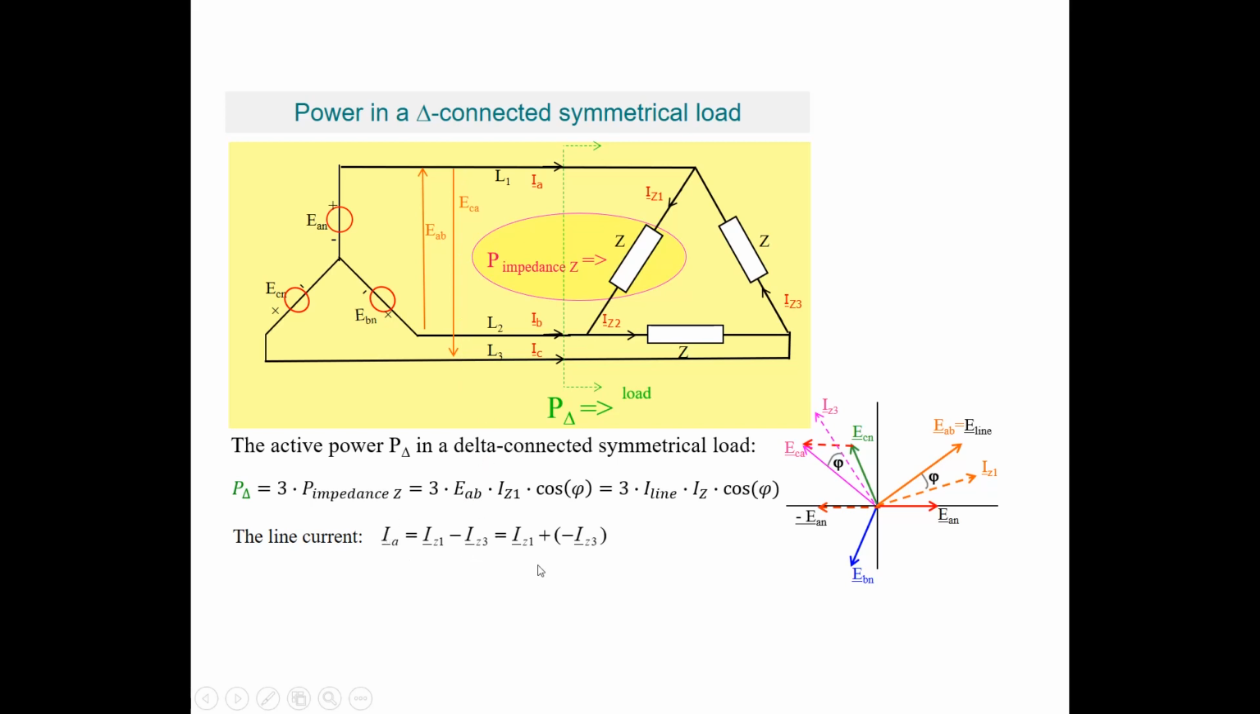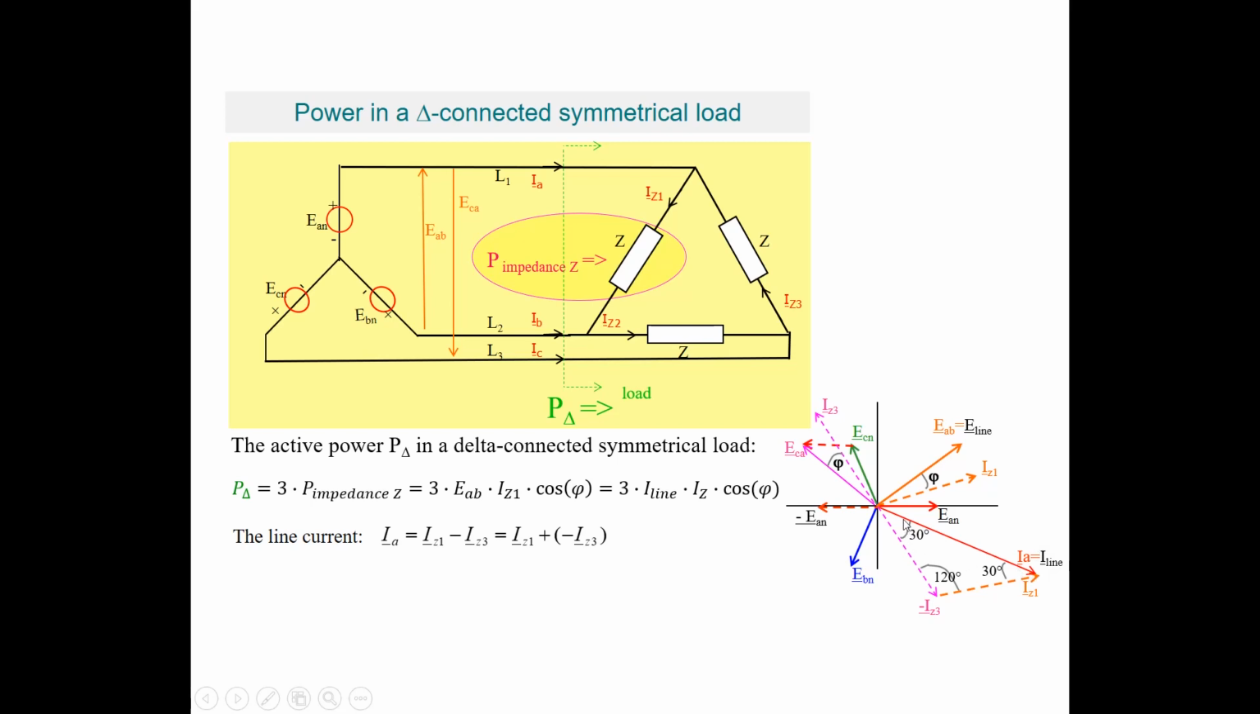Now we can work this out. We can do that by drawing IA, which is equal to IZ1, have a look over here, that one, plus minus IZ3, and that is this vector. So we have minus IZ3, that vector, plus we add to that IZ1, which is that vector, and that brings us the constructed vector IA, which is the line current I line.